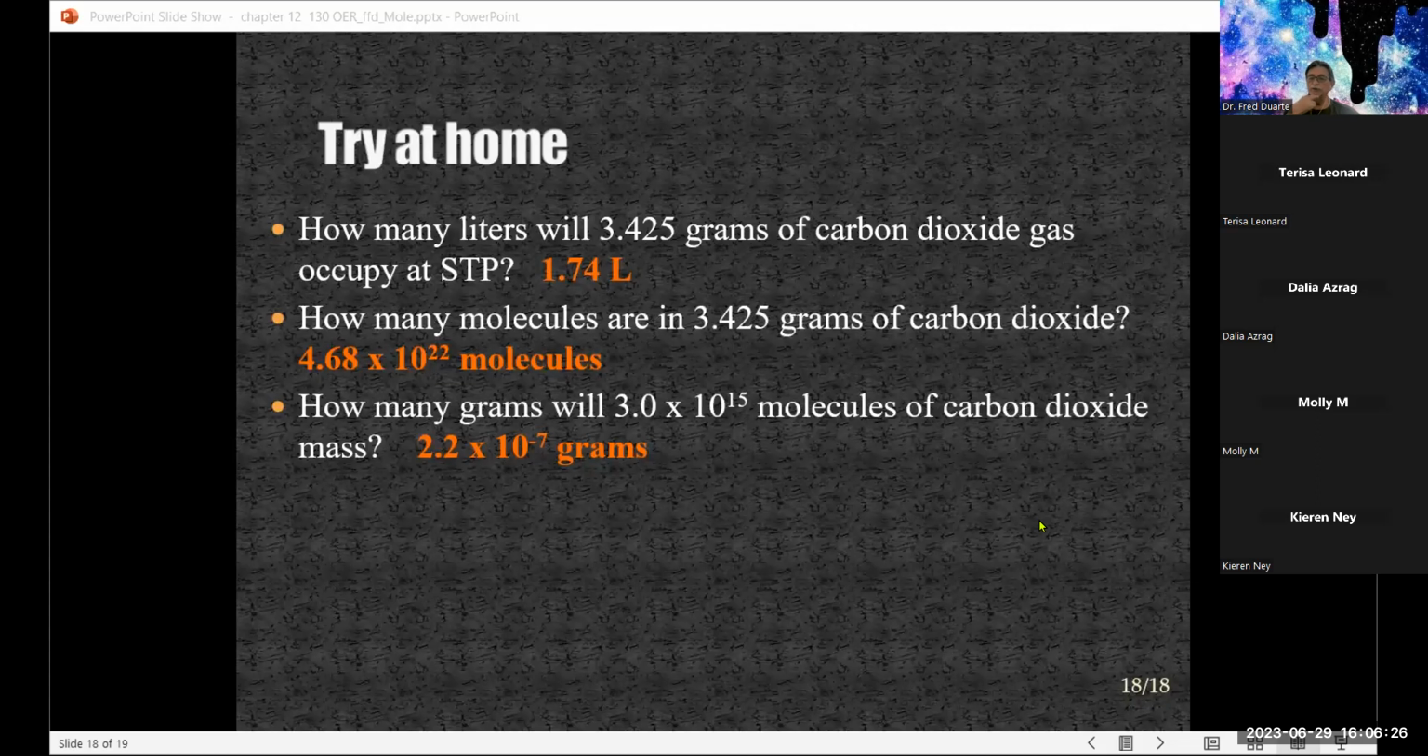Number 2, how many molecules are in 3.425 grams of carbon dioxide? You should come up with 4.65 times 10 to the 22 molecules. And finally, how many grams will 3.0 times 10 to the 15 molecules of carbon dioxide mass? That number of molecules of carbon dioxide should have a mass of 2.2 times 10 to the negative 7 grams.